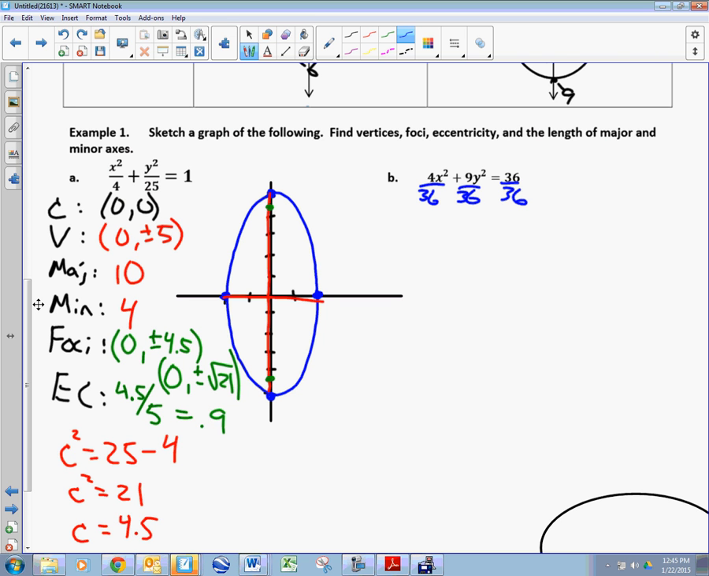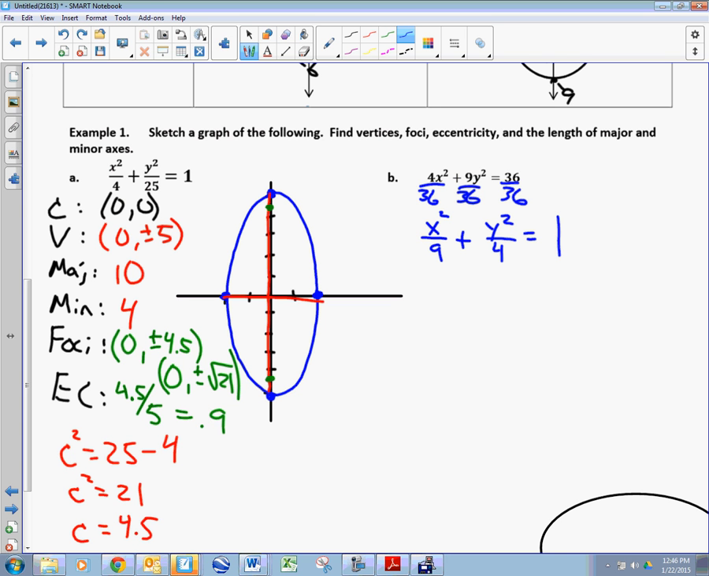4 over 36 reduces to? Oh, ain't that nice. 9 over 36 reduces to? And 36 over 36 is 1. Now, is it in a form that we can work with? Yes. Isn't that nice?